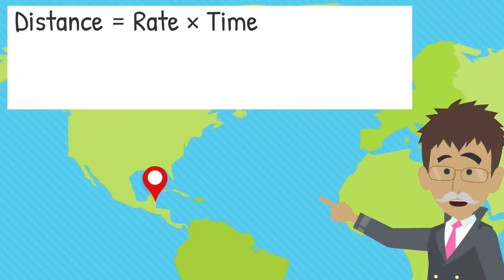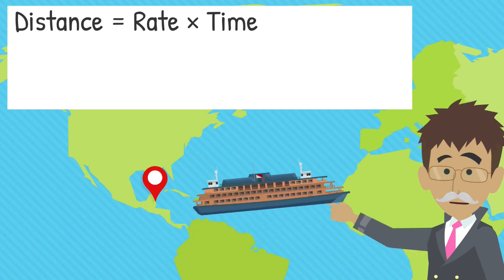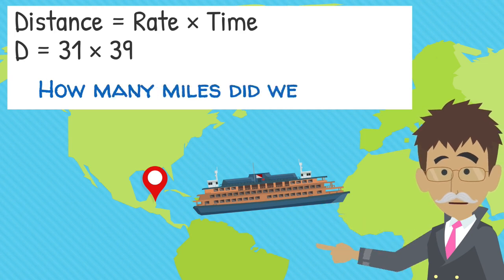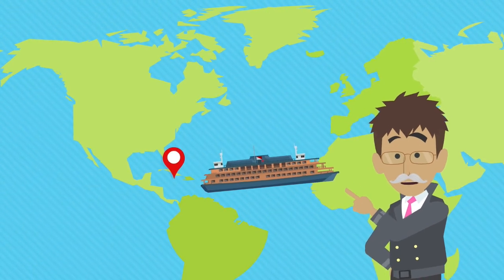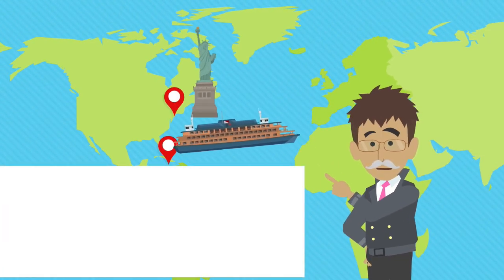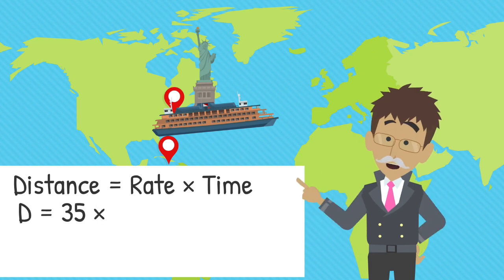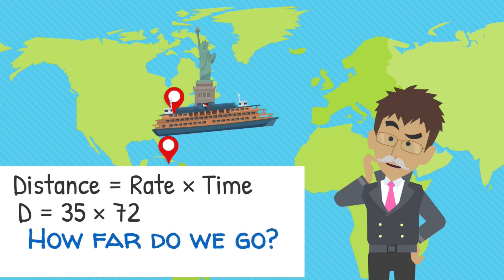Back in Belize City, I boarded a cruise ship. The ship moves at 31 miles per hour, and we go for 39 hours. How many miles did we travel to get to Kingston, Jamaica? Our final destination is New York City, which takes 72 hours. Our ship moves at a rate of 35 miles per hour. How far do we go from Jamaica to New York City?